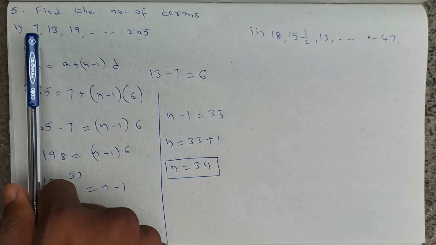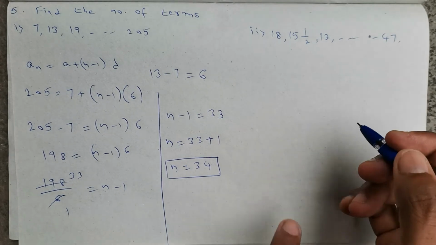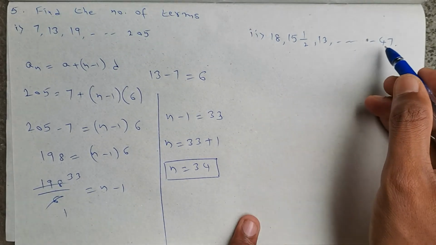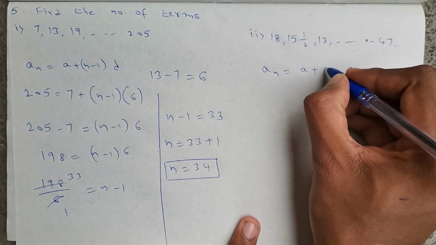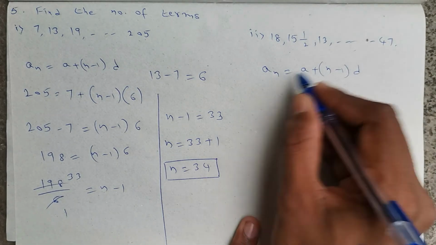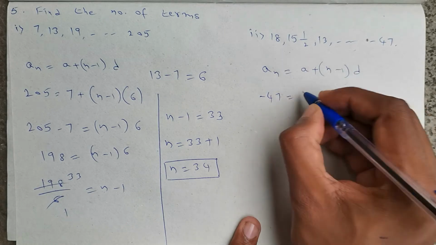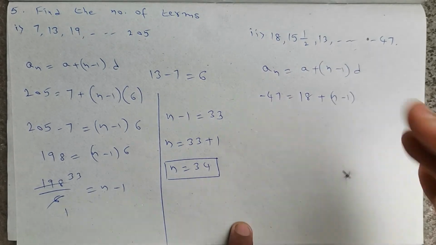So it means from 7 to 205 total 34 terms are there. Next, 18, 15 half, 13 and so on till minus 47. So an is equals to a plus n minus 1 into d. An, the last term minus 47, is equals to a, which is nothing but the first term 18, plus n, we don't know, n minus 1 into d.